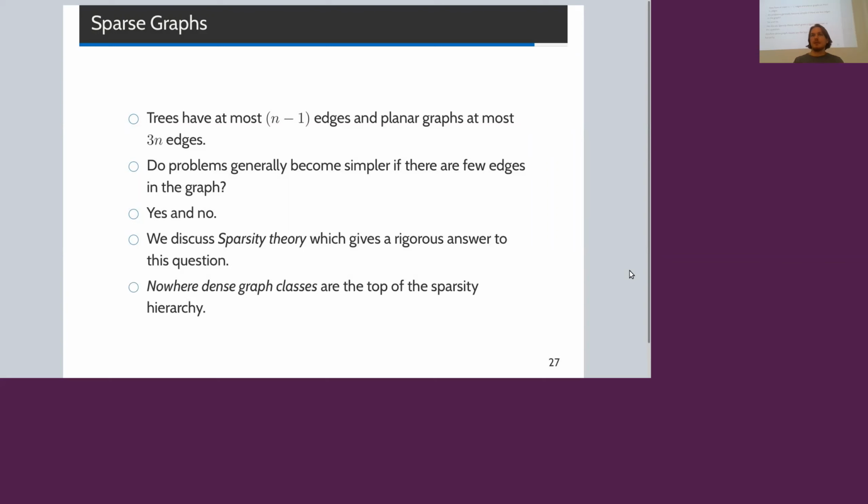What we will tease so far is that nowhere dense graph classes are at the top of the sparsity hierarchy. So if we have planar graphs here, then nowhere dense graph classes are more general than planar graphs. And the kind of argument that I showed you before, how to solve independent set on planar graphs, you can push it all the way up to nowhere dense graph classes.